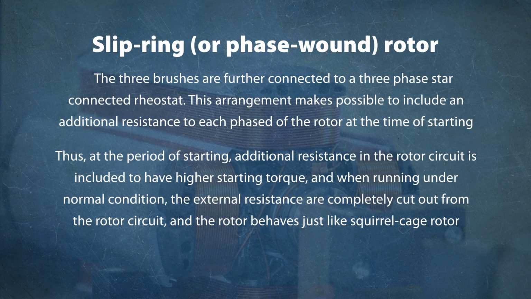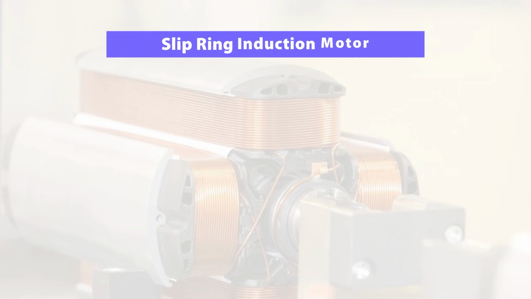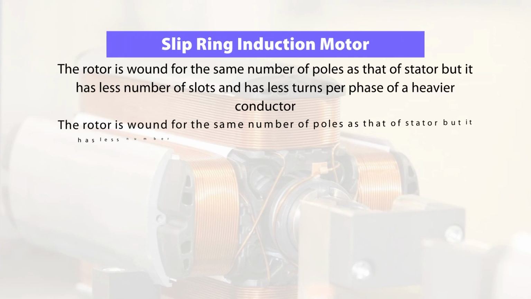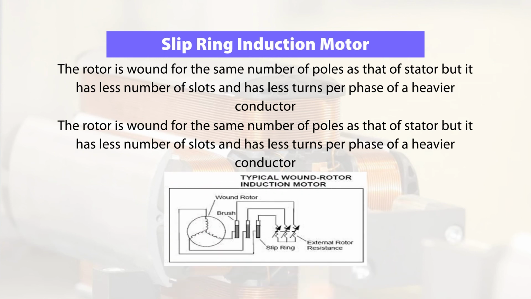Thus, at the period of starting, additional resistance is included in the rotor circuit to have higher starting torque, and when running under normal conditions, the external resistances are completely cut out from the rotor circuit and the rotor behaves like a squirrel cage rotor. So, from this figure, it will be clear that the three ends of the star-connected rotor windings are taken out and connected to three slip rings through brushes.